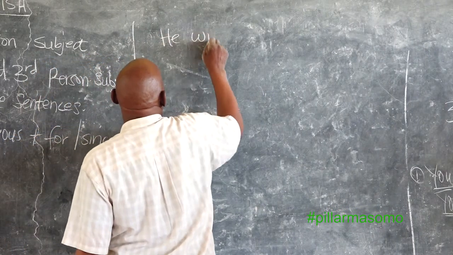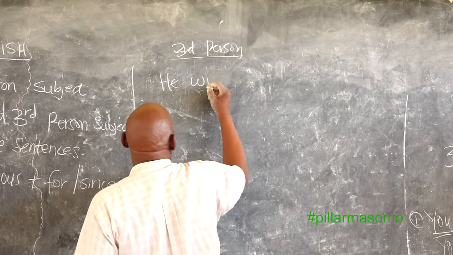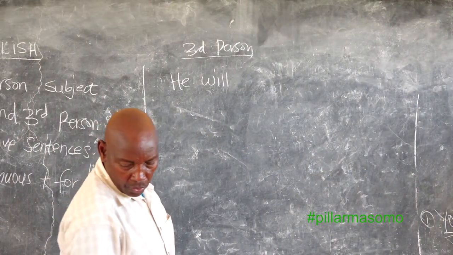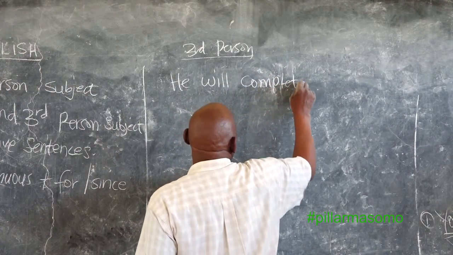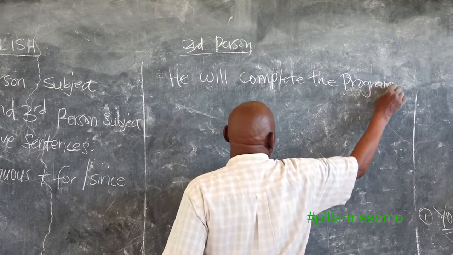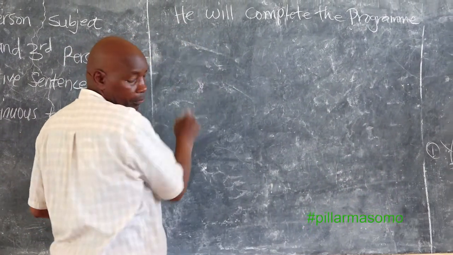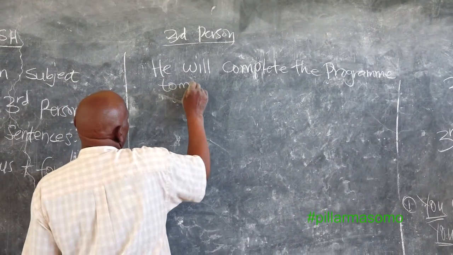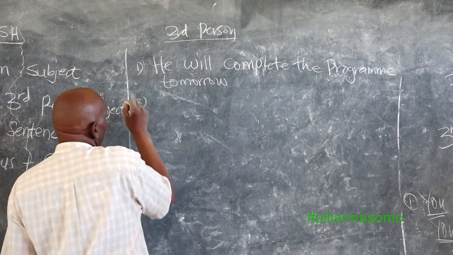He, this is that person, he will complete the program. He will complete the program tomorrow. That is one of the third person.